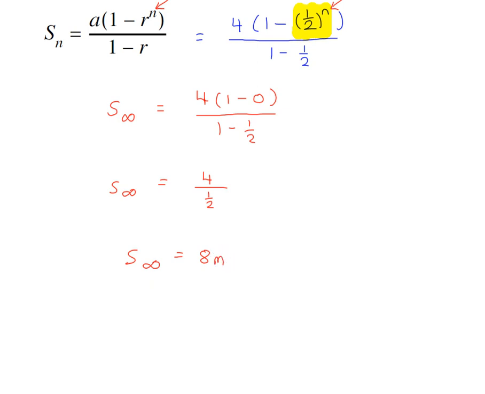Now this only works if the value of r is between -1 and 1. So the value of r needs to be greater than -1 and less than 1. An alternative notation for this is like this. So you've got r, you've got these two vertical lines on each side. It means the magnitude or the size of a number. It has to be less than 1.